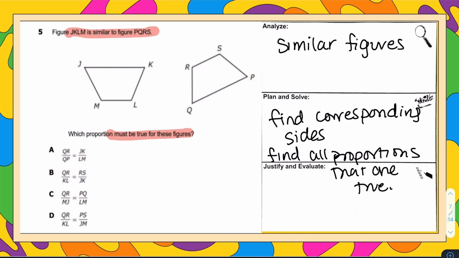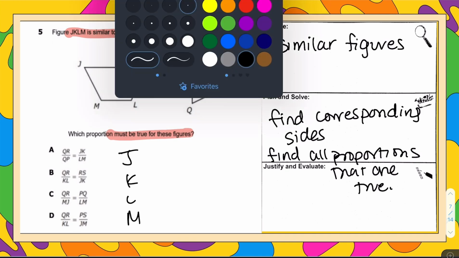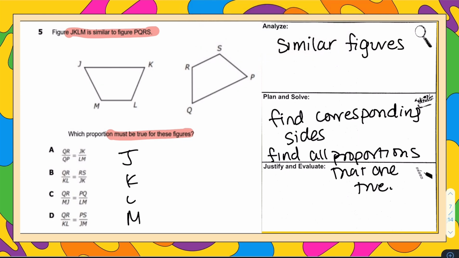The way I like to solve these, I usually keep myself organized by listing the letters in the order that they give them to me. So in this case, I have JKLM, and I make a list, JKLM. And I know that those are going to correspond to these other letters in that same order, PQRS. J corresponds to P, K corresponds to Q, L corresponds to R, and M corresponds to S.